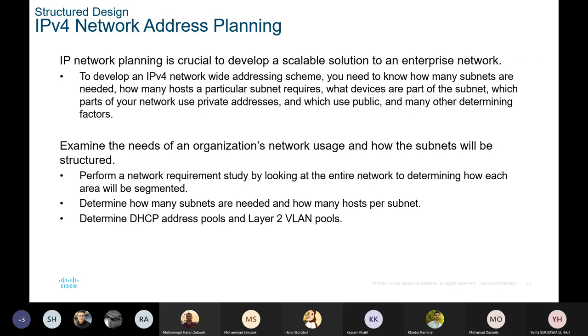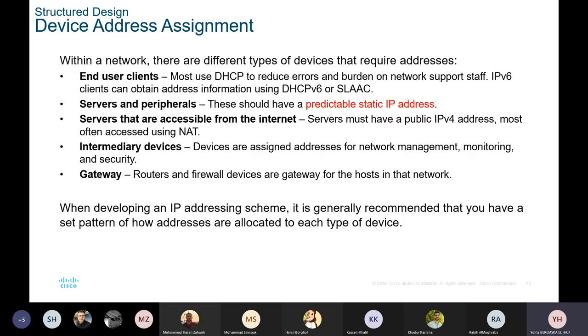Okay, so actually, we have some rules that we follow in this IP addressing. For example, you have to know what subnets we need, how many devices, and if you have to provide some scalable solution, leave some extra addresses for more devices in the future, etc. Additionally, you have to have some specific addresses for the servers and peripherals. Servers and peripherals usually take predictable static IP addresses. We give these addresses manually, we configure them, and they will not be changed. For the gateway, usually we give the first address of the subnet, etc. Intermediary devices are assigned addresses for management, monitoring, and security.